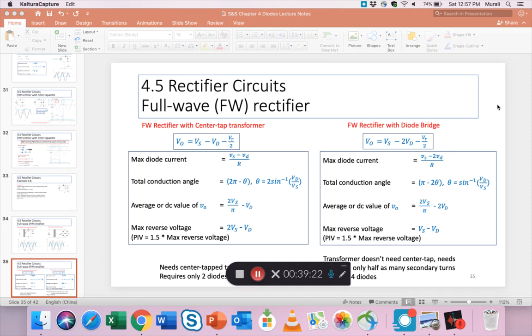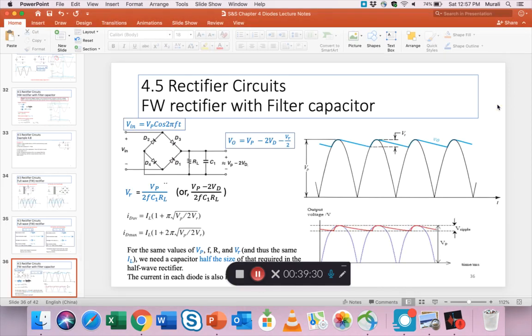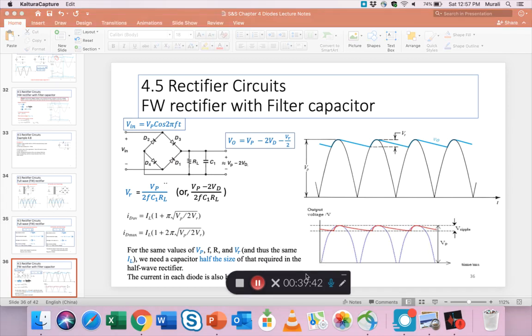I'm going to move on. I know, as always, we seem to be short on time. Now we look at the configuration of a full wave rectifier with a filter. With a filter the waveform seems a lot more comforting. You don't have those pulses and the output voltage is starting to look more like DC.